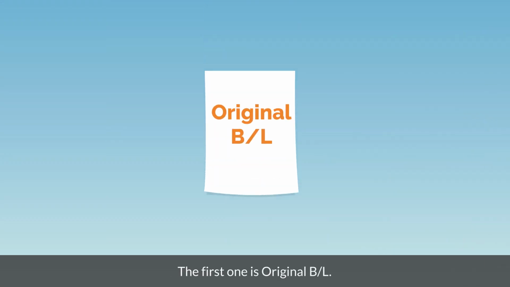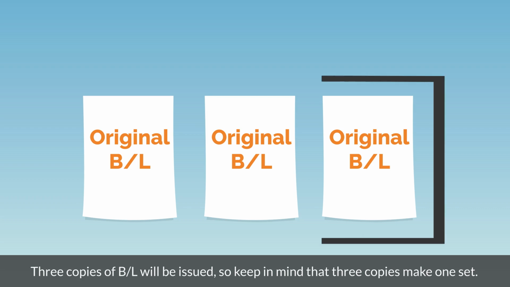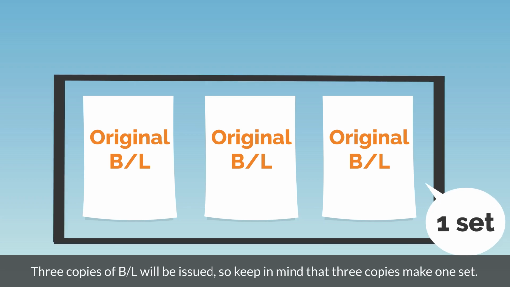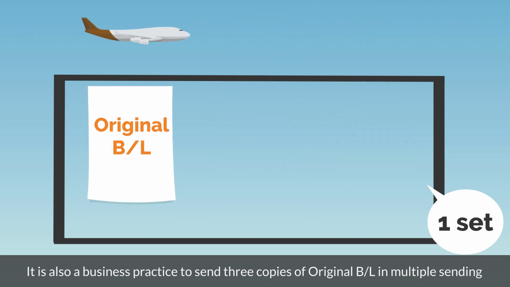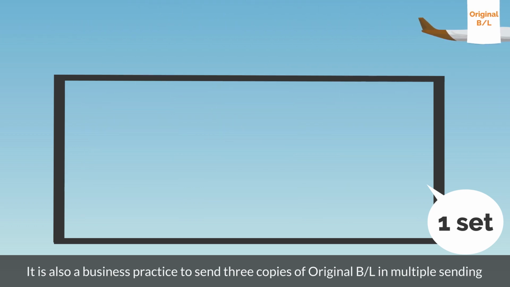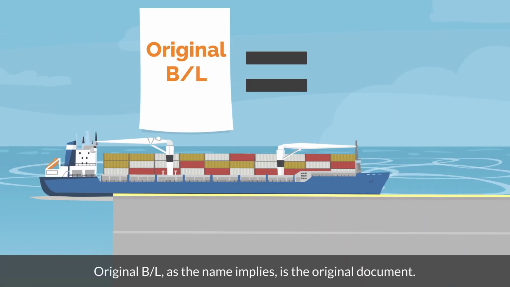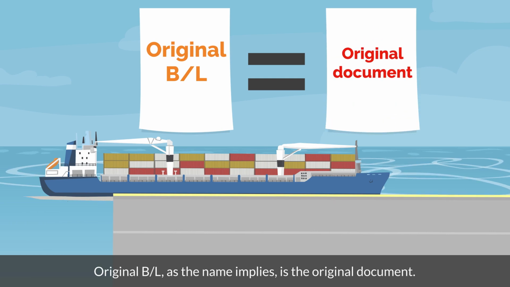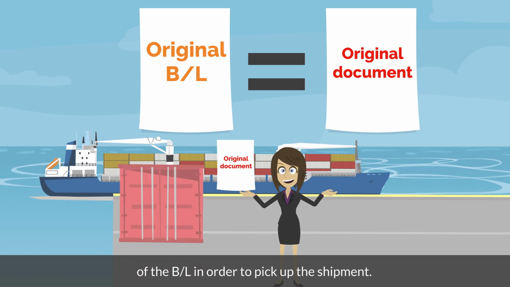The first one is original BL. 3 copies of BL will be issued, so keep in mind that 3 copies make one set. It is also a business practice to send the 3 copies of original BL in multiple shipments, to avoid the risk of loss. Original BL, as the name implies, is the original document. The importer must have the original, not a copy, of the BL in order to pick up the shipment.